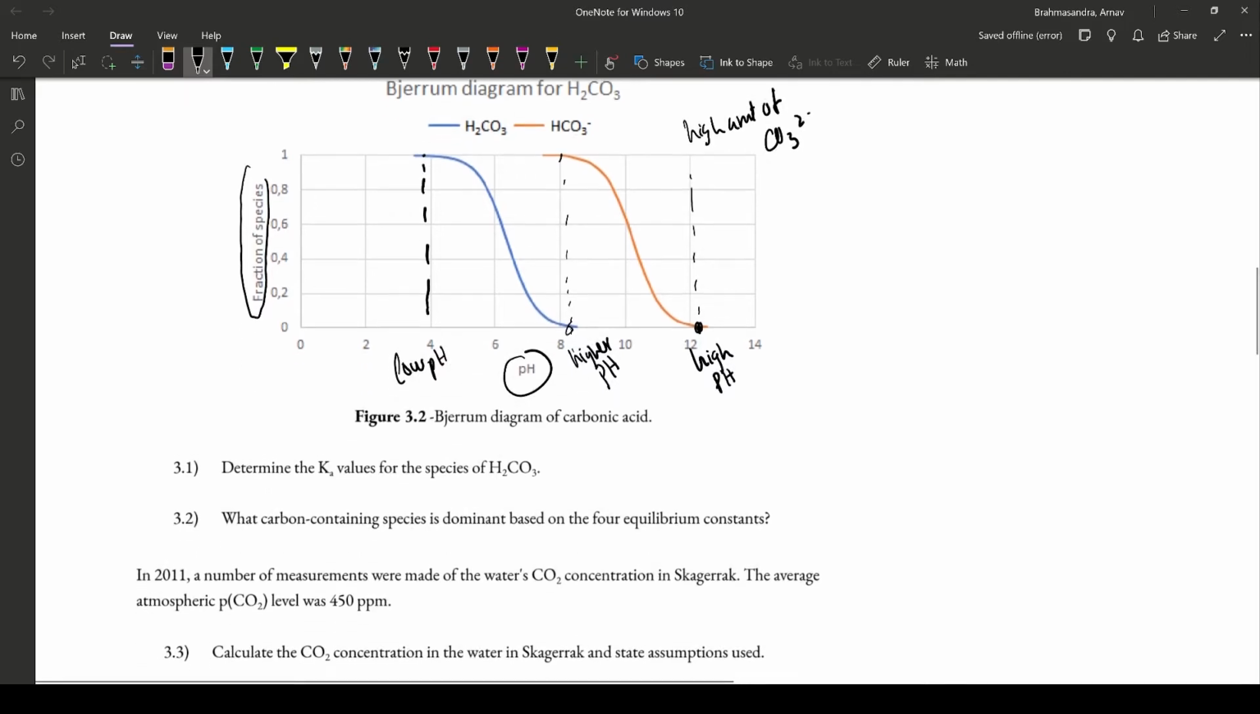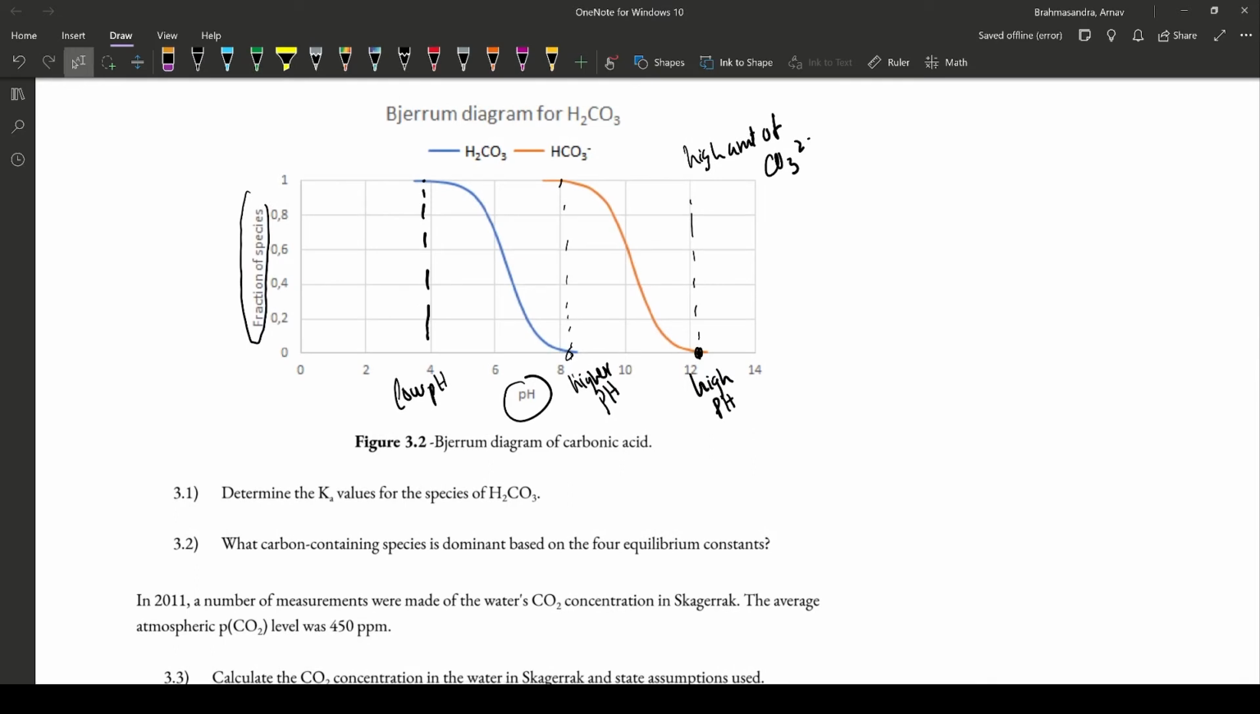Now let's look at the question and see if we can interpret this diagram in relation to the question. The first question is: determine the Ka values for the species of H2CO3.